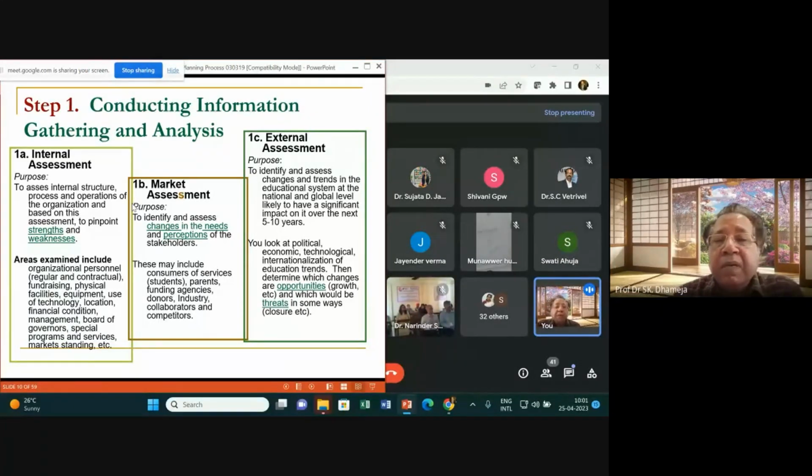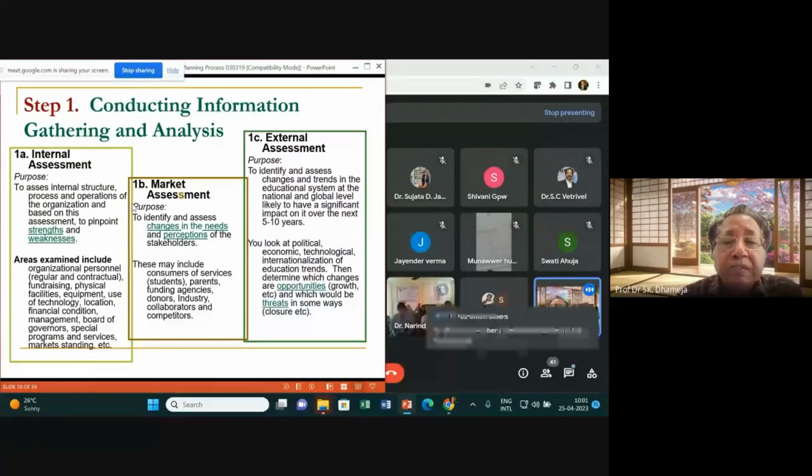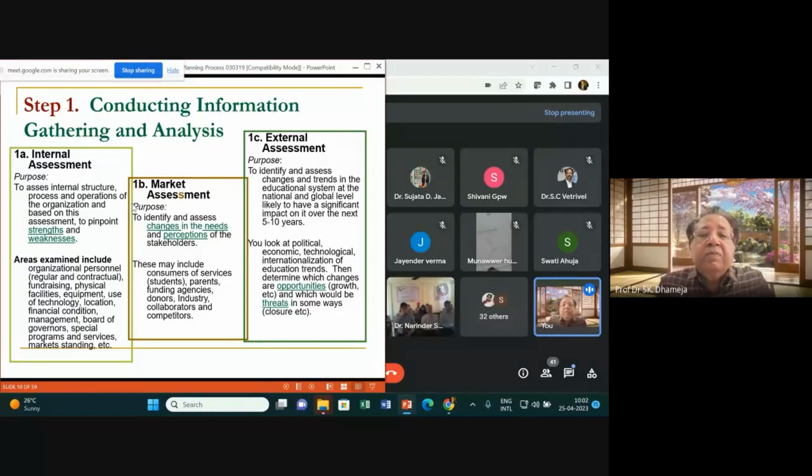Second comes the market assessment. The purpose is to identify and assess the changes in the needs and perception of stakeholders. So what do the stakeholders need from you, or what are their possible future perceptions of you. These may include the consumers of services, that is the students. Students are also your stakeholders basically. What do they expect from you? Parents, funding agencies, if you are taking some sponsored training programs or sponsored research. So those funding agencies, even the CSR of the industries, they expect something from you. The donors, industry, collaborators, and the competitors.